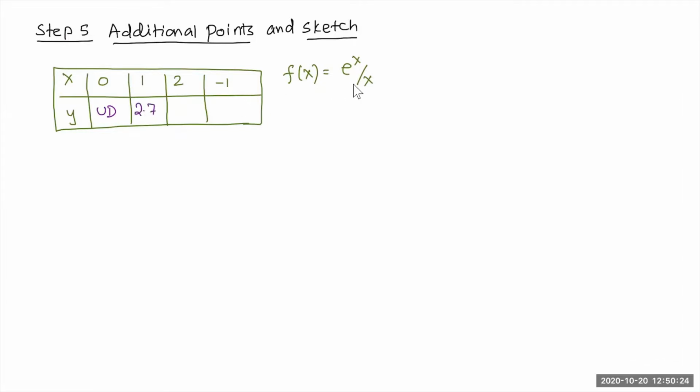And then if I plug in 2, it will be e squared divided by 2. If you simplify that using a calculator, e squared divided by 2 is approximately 3.7. And if you plug in negative 1, it will be negative 1 over e, which is approximately negative 0.4. So these are the points that we need while sketching the graph.